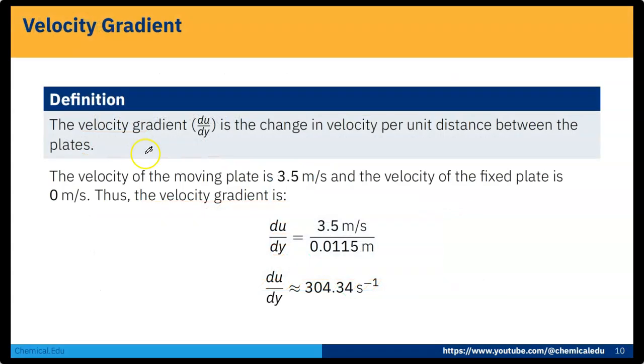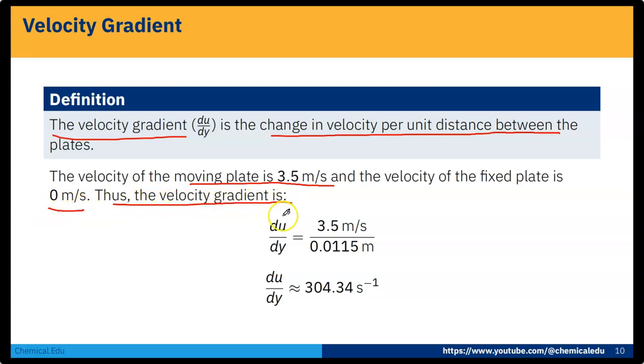Now we have to calculate the velocity gradient. The velocity gradient is nothing but du by dy, the change of velocity per unit distance between the plates. Here the velocity of the moving plate, the upper plate, is 3.5 meter per second, and the velocity of the fixed plate, the bottom plate, is 0 meter per second. So the velocity gradient will be du by dy, 3.5 meter per second divided by dy, 0.0115 meter. If we do the calculation, du by dy will be 304.34 second inverse. So the velocity gradient unit is second inverse.